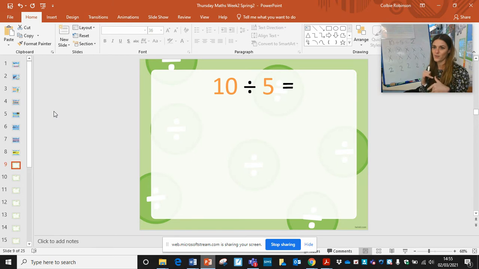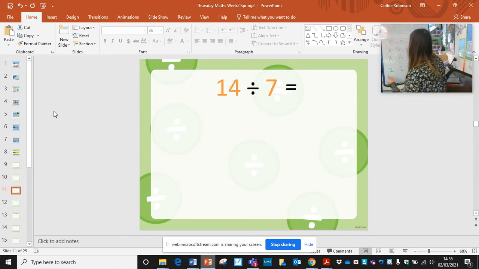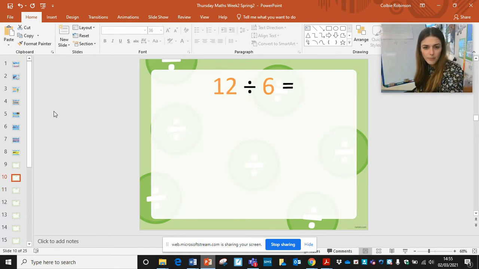I won't go through all of these slides because obviously I want you to have a try on your own. So here, again, the number's getting slightly bigger. But the number that you're sharing between, the amount of groups, is also bigger. So that's where the challenge is coming in. So let's try this one. And while I'm doing that, you can have a think and see if you can read that calculation and what we need to do. So this time, or should we choose a more challenging one? Let's go with this one.